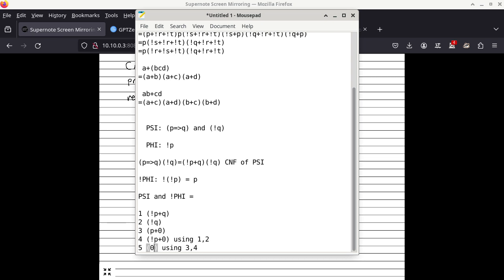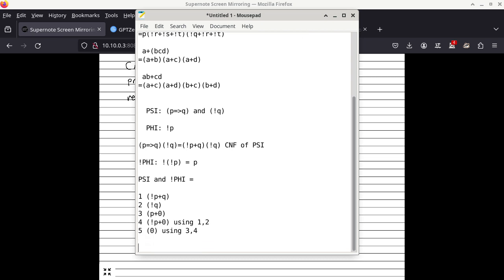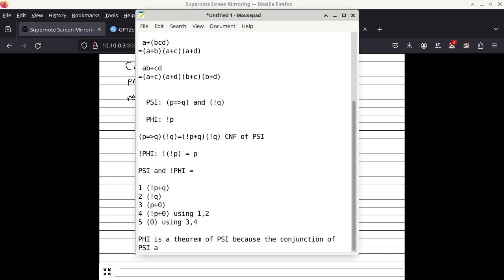So now we have false, which means we can come to the conclusion that phi is a theorem of psi, because the conjunction of psi and phi resolves to false. That's the conclusion. So this is one example of being able to resolve to false, and as a result, we conclude that phi is a theorem of psi.